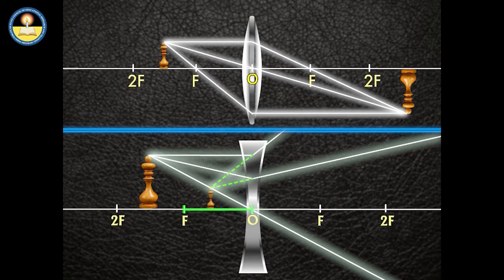The focal length of a concave lens is always negative as its focus is marked on the incident ray side, that is, on the left side of the lens.